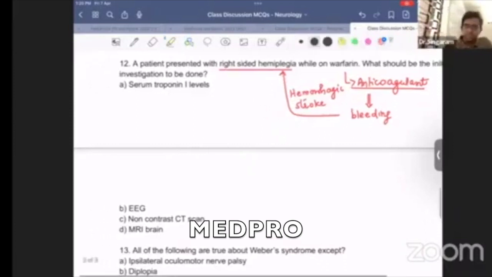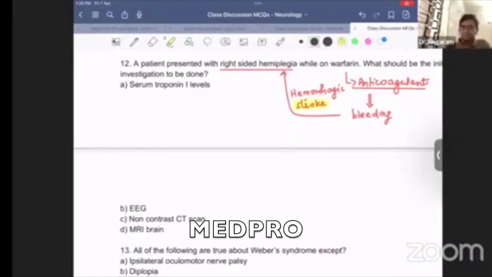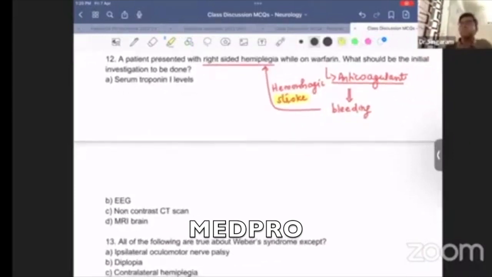So now, whatever it is, we are suspecting stroke in this particular patient. What should be the initial investigation? Very, very simple. Always, I told you, in an emergency situation involving neurology, any neurological problem, emergency situation, the first thing you have to do is non-contrast CT. That's what I told you. I hope all of you can remember that.